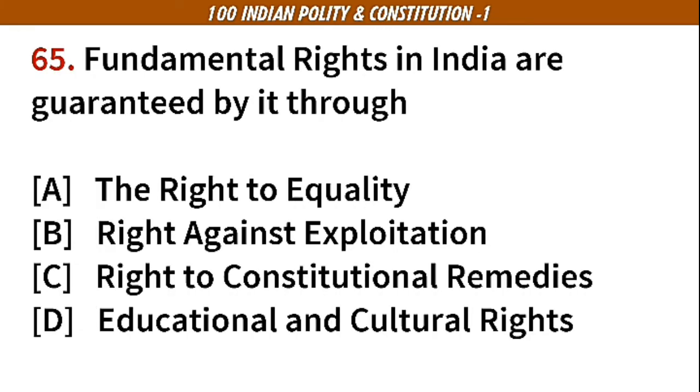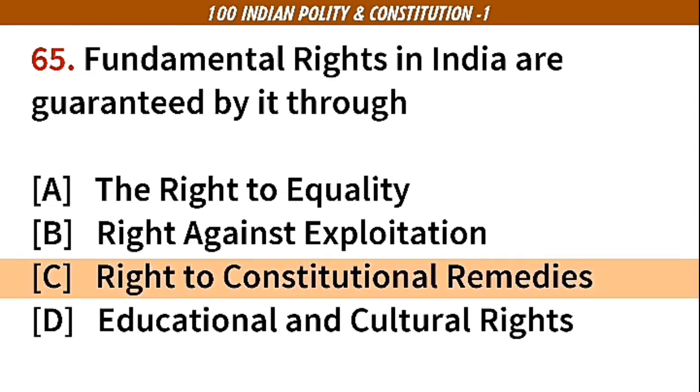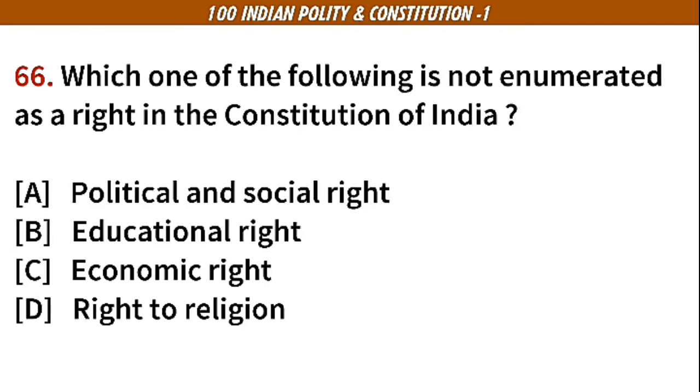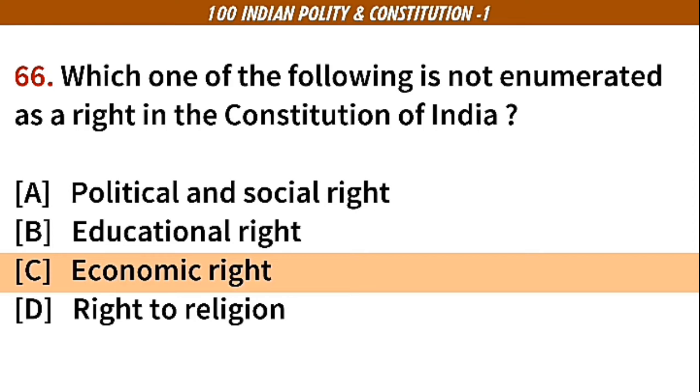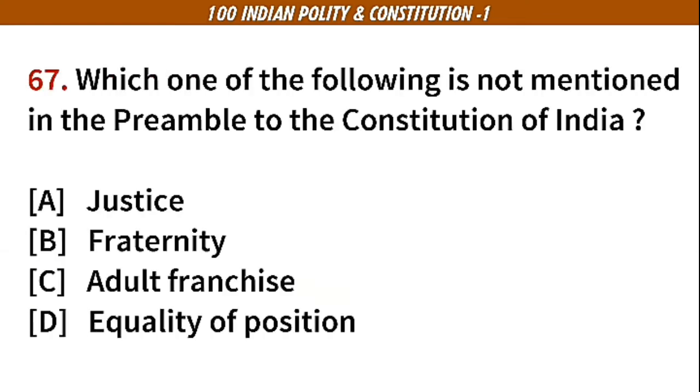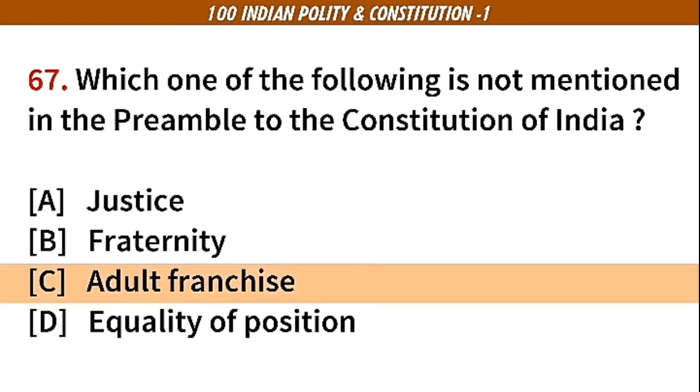Fundamental rights in India are guaranteed through answer C. Right to constitutional remedies. Which one of the following is not enumerated as a right in the Constitution of India? Answer C. Economic right. Which one of the following is not mentioned in the preamble to the Constitution of India? Answer C. Adult franchise.